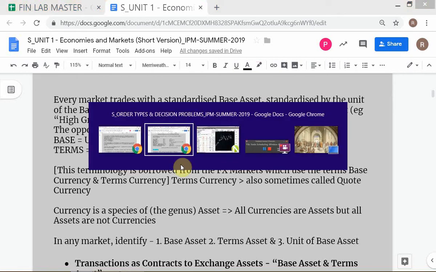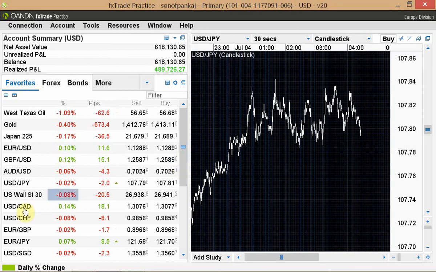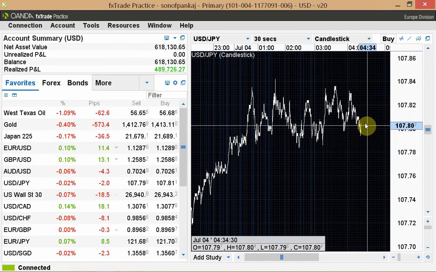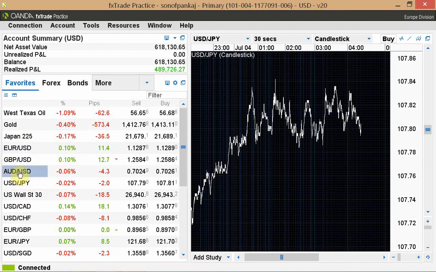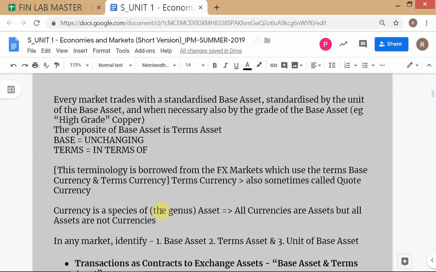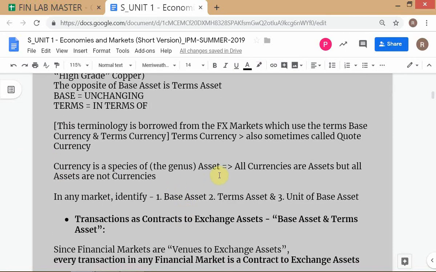In the foreign exchange markets, we use terms like base currency. Here, for instance, this is an example of the foreign exchange market, dollar yen. So in the foreign exchange markets, we have this expression, base currency or terms currency. The terms currency is sometimes also called a quote currency. So what I've done is I've treated a currency as a species of asset. Remember contract, be very familiar with this kind of lingo.